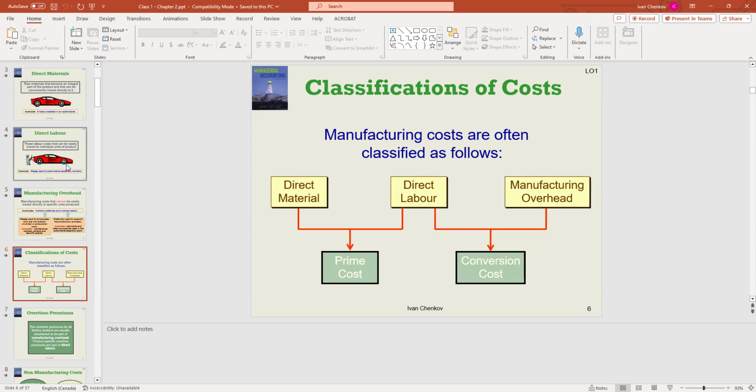Why is it conversion cost? Because we are converting the raw material, or direct material in this case, into the product. Direct labor and manufacturing overhead are the ones converting that material into the product. Without direct labor and manufacturing overhead, the material is going to stay material and nothing is going to happen. We're not going to have a product.